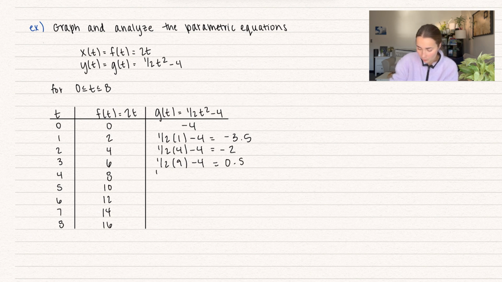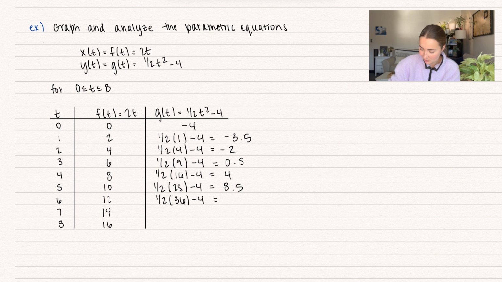Let's plug in 4. We get 1/2 of 16 minus 4. That's 8 minus 4, which is equal to 4. 1/2 of 25 minus 4. That's 12.5 minus 4, so we get 8.5. 1/2 of 36 minus 4. 18 minus 4 is equal to 14.